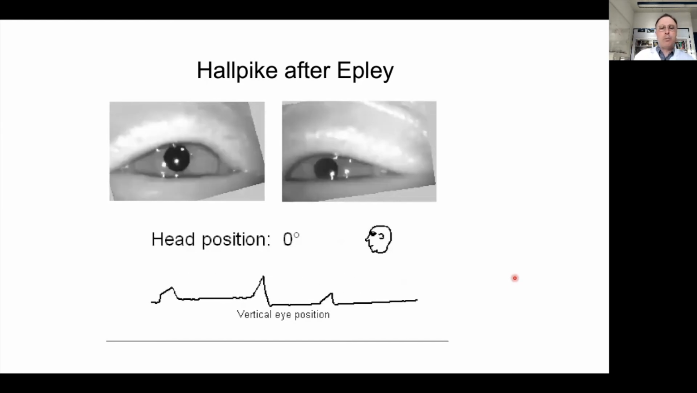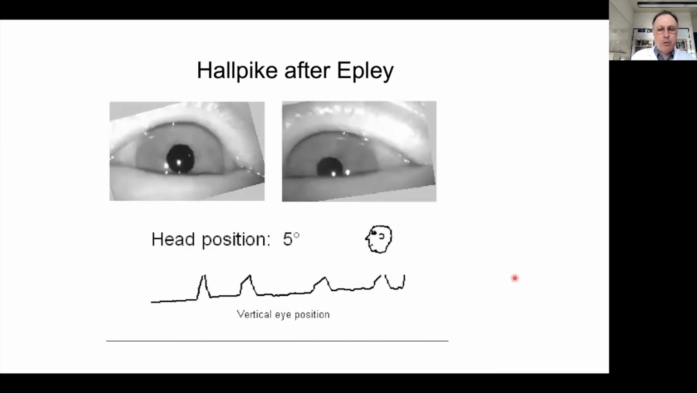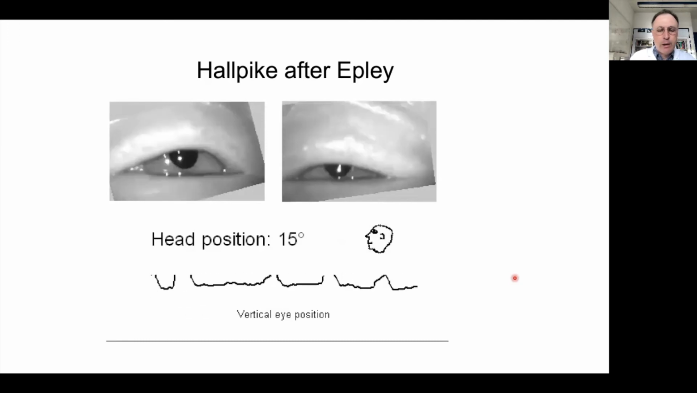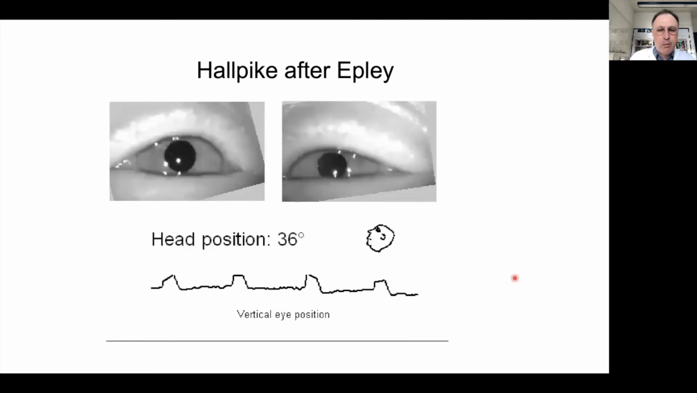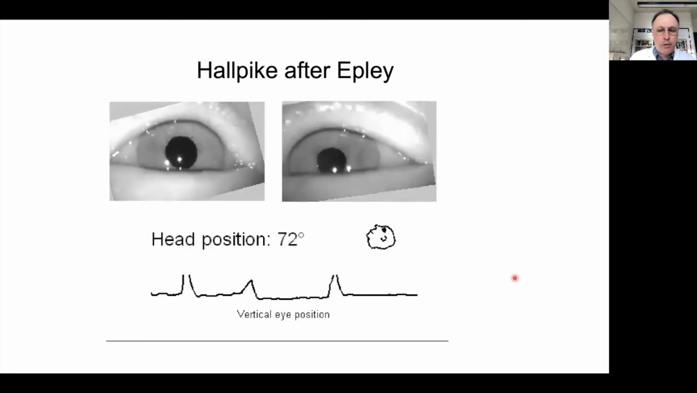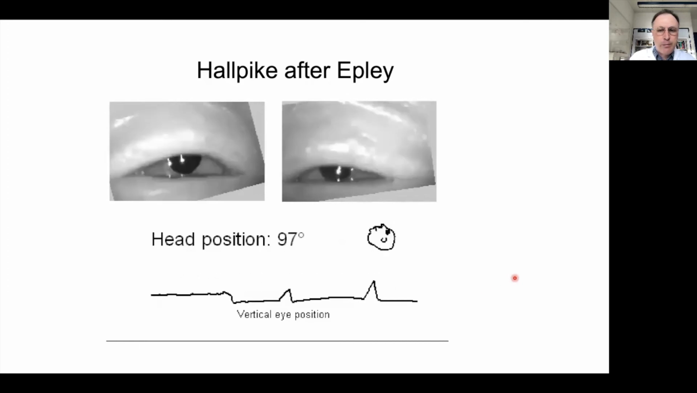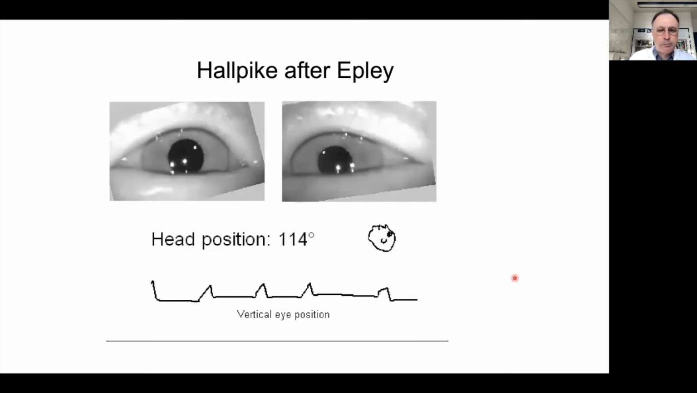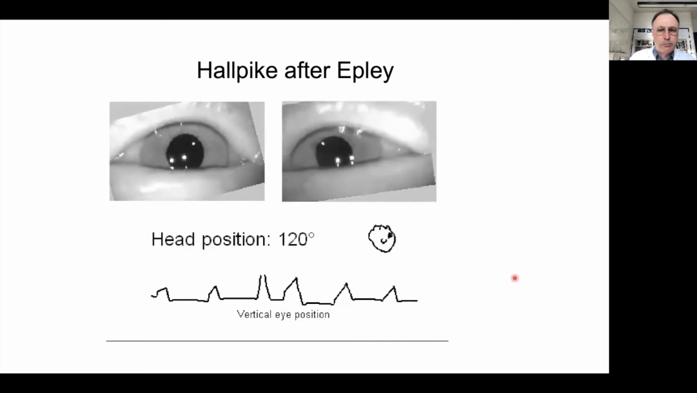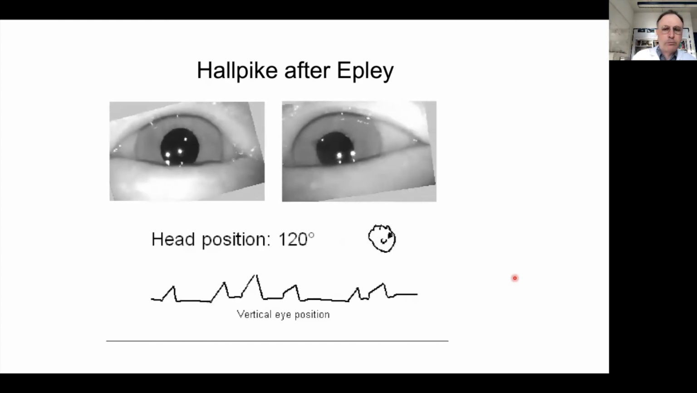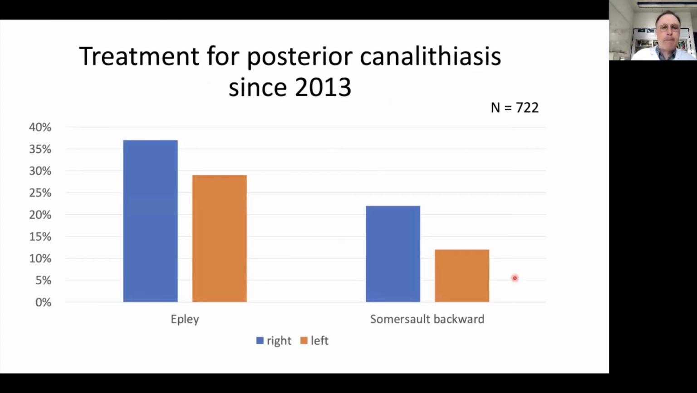And this is the Hallpike after the Epley maneuver, where we clearly see that the nystagmus does not appear anymore. So for the posterior canalithiasis, we did mainly the Epley maneuver and a little more rarely the somersault backward maneuver.